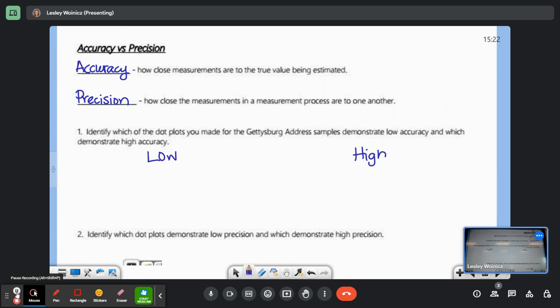This is the most important part of what we were doing today. Can you wait? Okay. So notice that accuracy and precision both deal with closeness. Accuracy is how close the measurements are to the true value, and precision is how close the measurements are to each other.